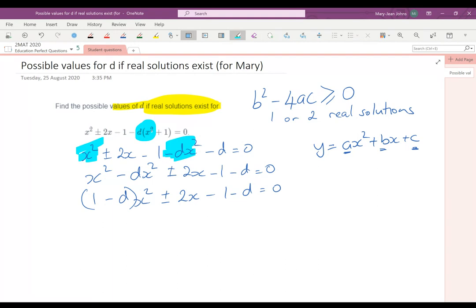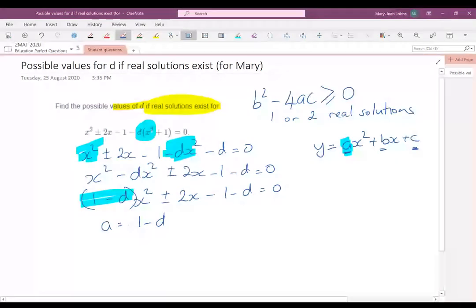So let's think. We've got a is whatever x squared is multiplied by. Here we go. So a equals 1 minus d. Remember, if you've got an expression, put a bracket around it because there's a lot going on there. And then we've got our b. Here's our b. b here is plus or minus 2. So we write b equals plus or minus 2. Again, it's an expression because I've got a plus or minus, so I'm going to stick it in a bracket.